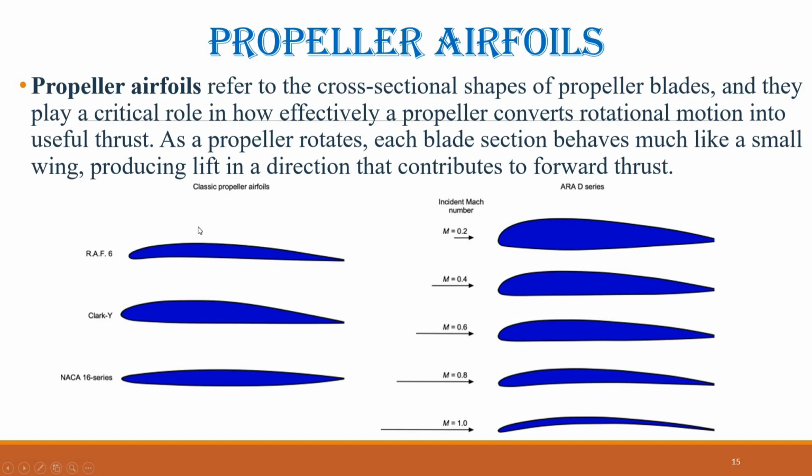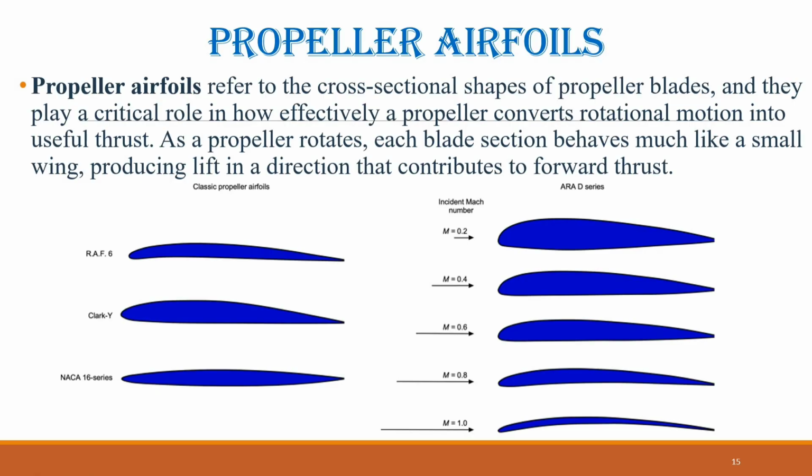At the outer portions of many traditional propeller blades, designers commonly selected the NACA 16 series, which was developed for transonic applications. This airfoil family is characterized by its maximum thickness located near the midchord, around 50% of the chord length, and a relatively sharp leading edge with a small leading edge radius. These features help the airfoil perform better as local flow speeds approach the speed of sound.